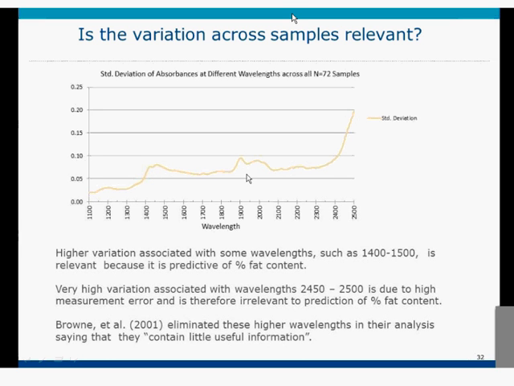Okay, but here at the high range of near infrared, close to the infrared range, we have this very high standard deviation. And that turns out to be largely measurement error. And there are published articles. This was in the Journal of the American Statistical Association, reanalyzing these particular data. And Brown eliminated these higher wavelengths because they contain little useful information. So it is known that these wavelengths were not very important.